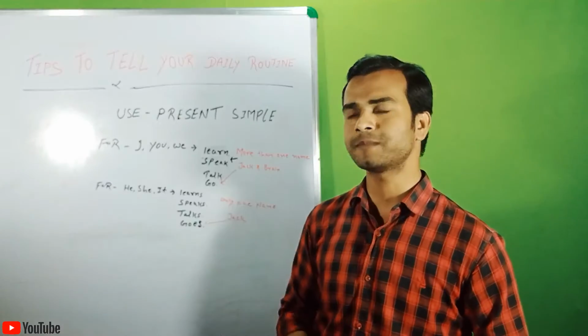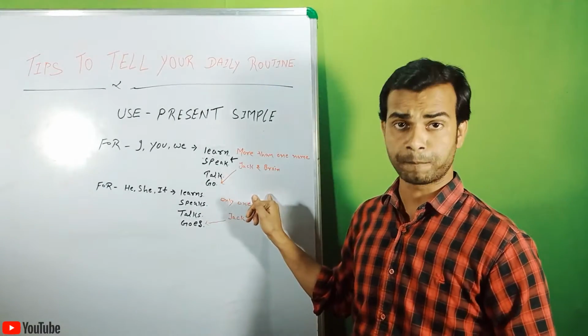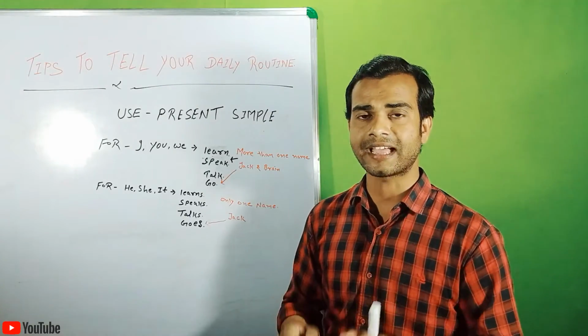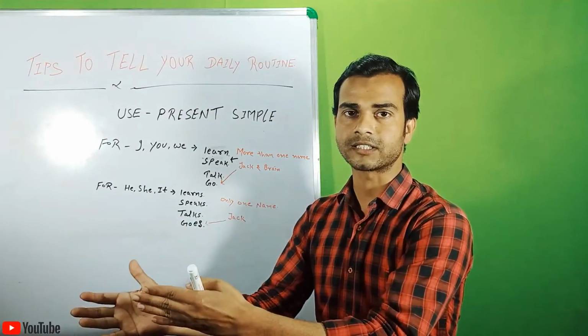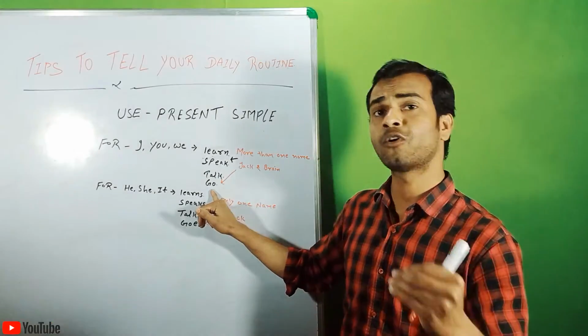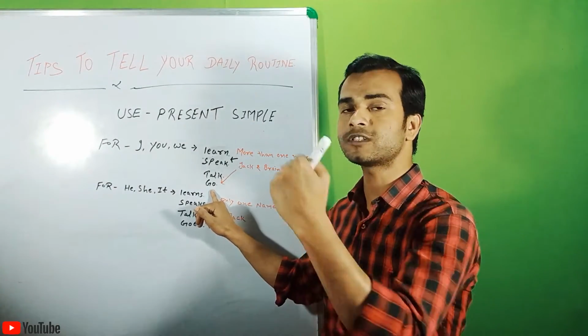And for the two names, if you have Jack and Brian for example, you have to say Jack and Brian go to the market. So here I have written Jack and Brian and just go, so you have to use go only.